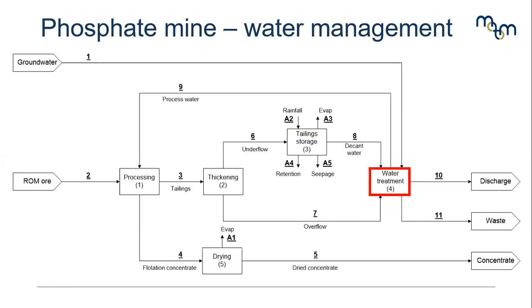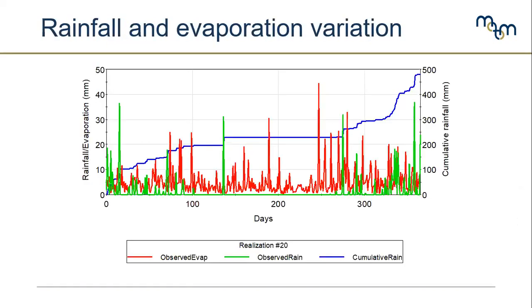In this particular case, the mine is not necessarily self-sufficient in terms of water. It needs to pull some groundwater to make up for losses. So assuming we know how processes behave, we can try to model this and see how variation with time affects it. So the first part of that equation, as it were, is to try and understand the impact of rainfall and evaporation variation.